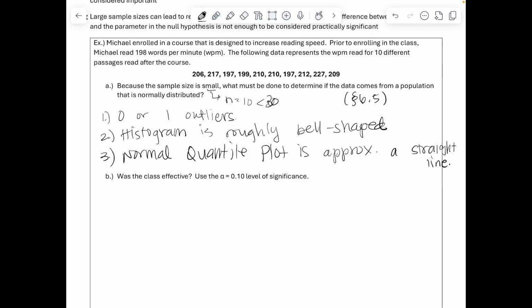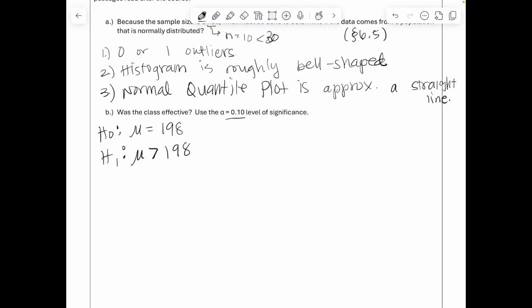So part B says, was the class effective? Use the alpha equals 0.10 significance level. So next thing we need to do is write down H0 and H1. We are dealing with mean reading speeds or average reading speeds, so put mu's for both of these. What Michael had read before, which is what is given, is 198. So putting that down for both our null and alternative. And then we are going to have an equal sign for our null. And we're hoping that this class was effective, meaning that it increased his reading speeds. So greater than 198 here for our alternative.